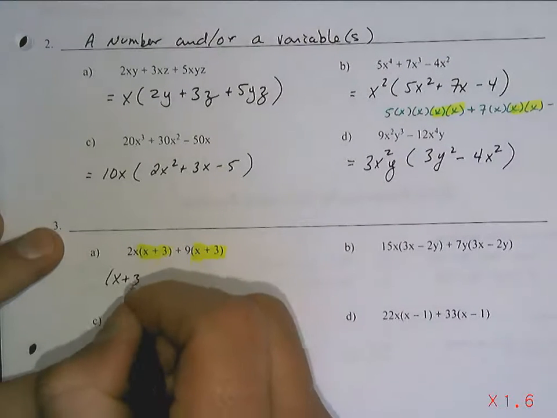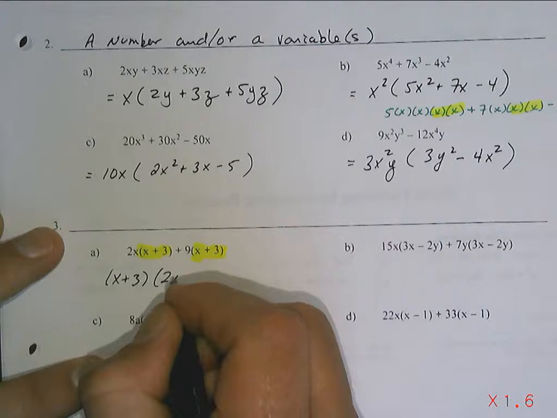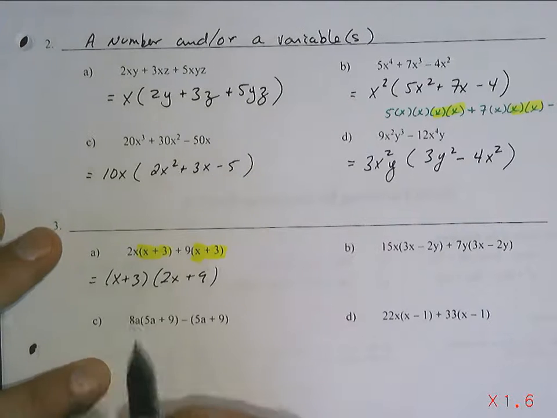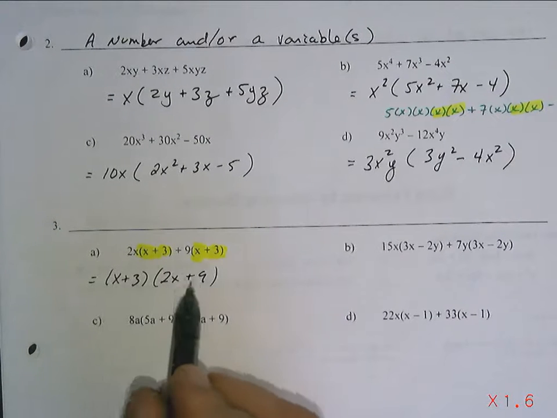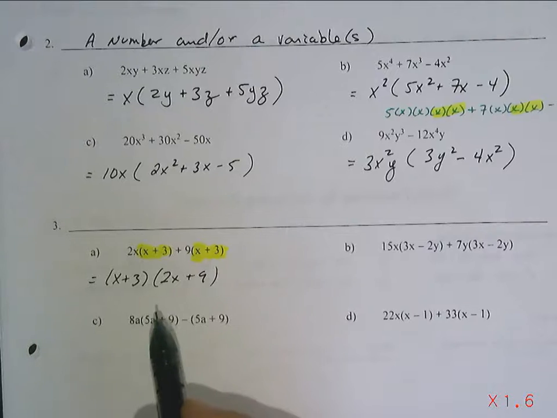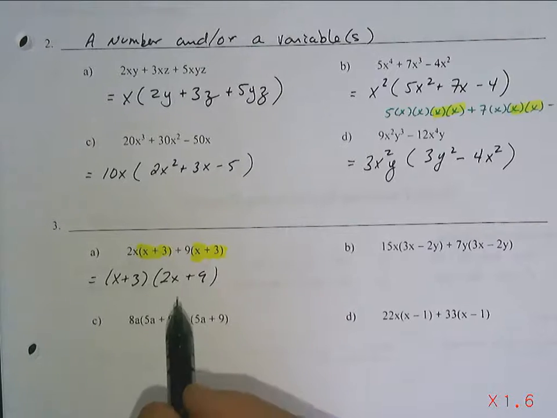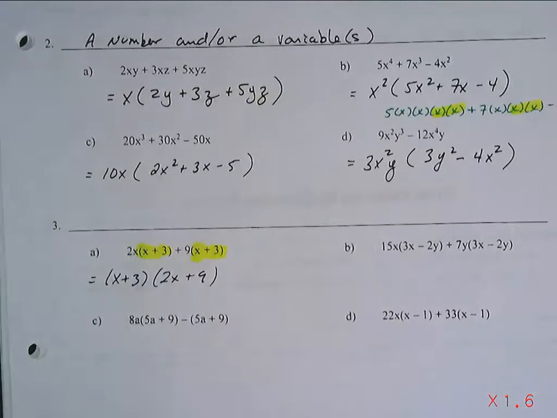So we factor out an x plus 3. It'll leave you with a 2x plus 9. Check it. X plus 3 times 2x is 2x times x plus 3. X plus 3 times 9 is 9 times x plus 3. That is so cool. So we are common factoring out a binomial.